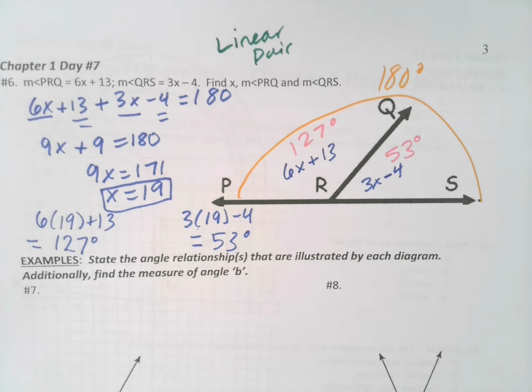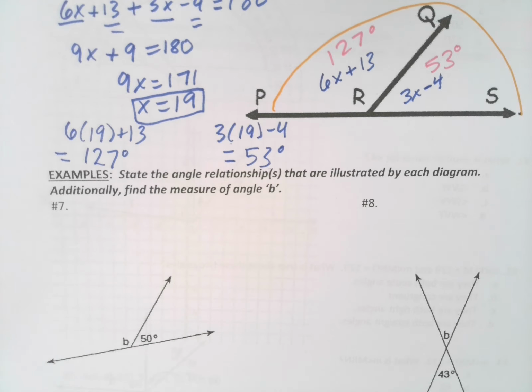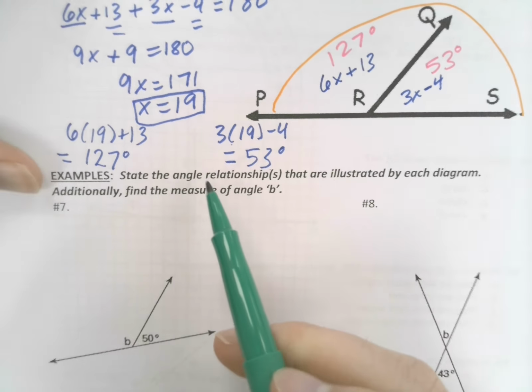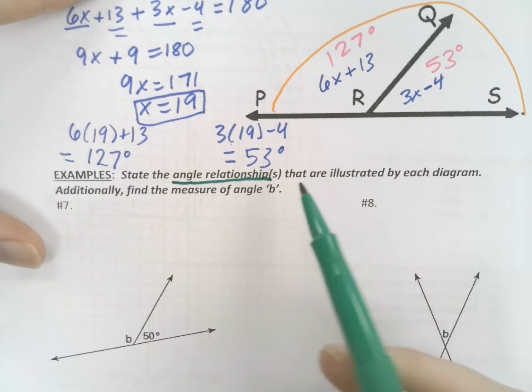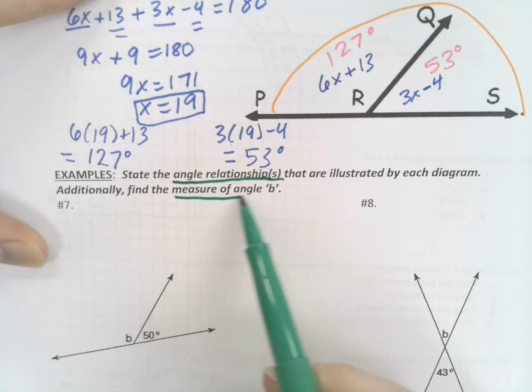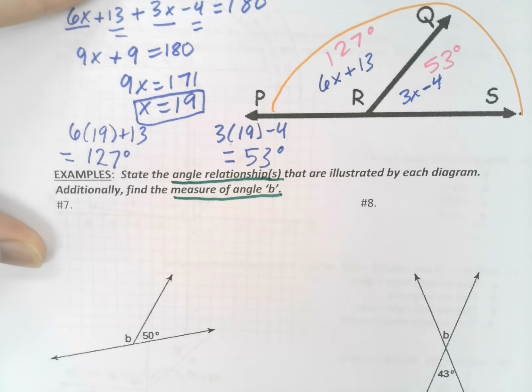And so our last section is going to see us doing a little bit less math, but a little bit more logic. On this section, we're going to do 2 things. I want you to state what kind of angle relationship or relationships we have. There may be more than one. And because of that, I want you to then be able to find the measure of our missing angle. So I'll do a couple with you here.